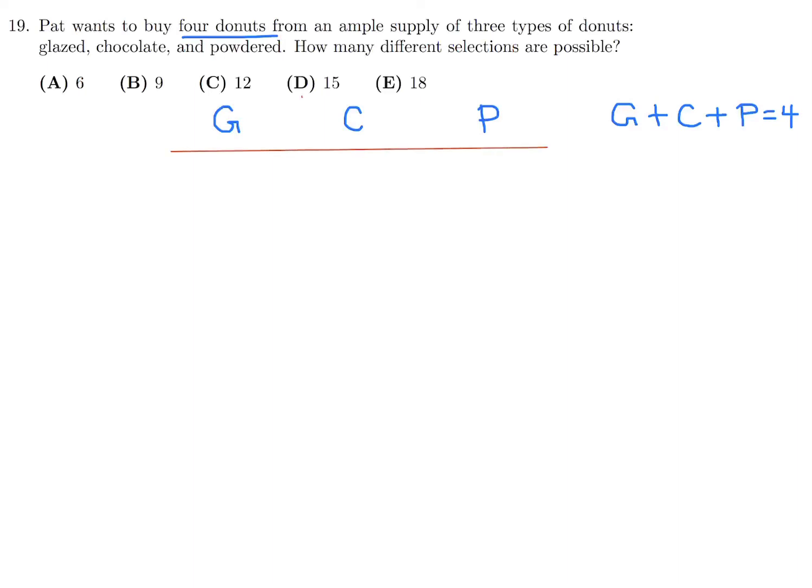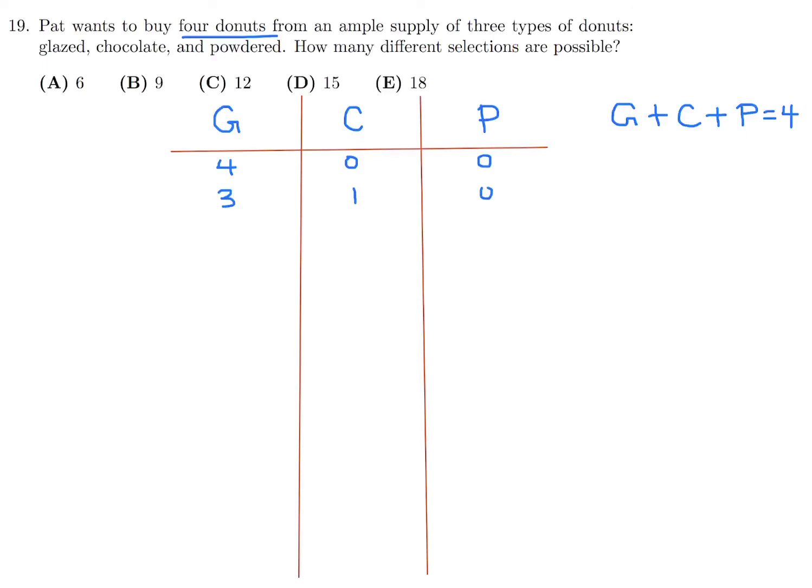All right, so we'll make a little table and see how many combinations we get. So the first combination is you have 4 glazed, 0 chocolate, and 0 powdered. The next one is you have 3, 1, and 0, like that. 3, 0, 1. And then you just kind of go down the list. 2, 1, 1, 2, 2, 0, 2, 0, 2. And then 1, 1, 2, 1, 2, 1, 1, 0, 3, 1, 3, 0.